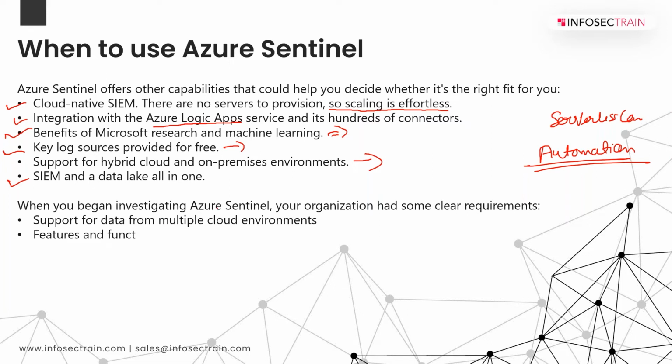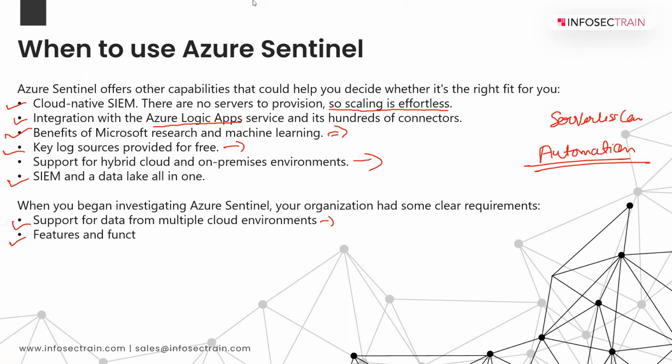And when you start doing the investigation in Sentinel, okay, there are some clear requirements, like support for data from multiple cloud environments. So if you have multiple cloud environments, I keep repeating this, like AWS, GCP, you can have that. And there are some distinct features that you can take advantage of, right?